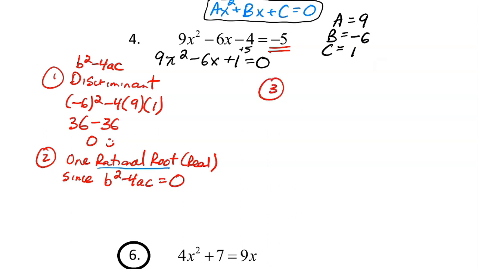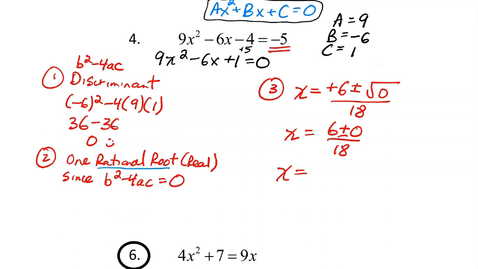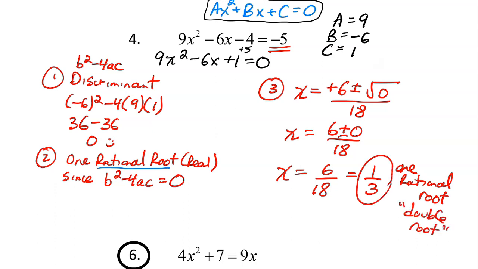So if you're not sure why that makes sense, why do we get 1 rational root? When we do the quadratic formula, we'd have -b, which makes it a plus 6, plus or minus the square root of the discriminant, which is 0, all over 2 times a. So we get x equals 6 plus or minus 0 over 18. And 6 plus 0 is 6 over 18. And here is our 1 rational root. Our 1 rational root, also known as a double root, is 1/3.